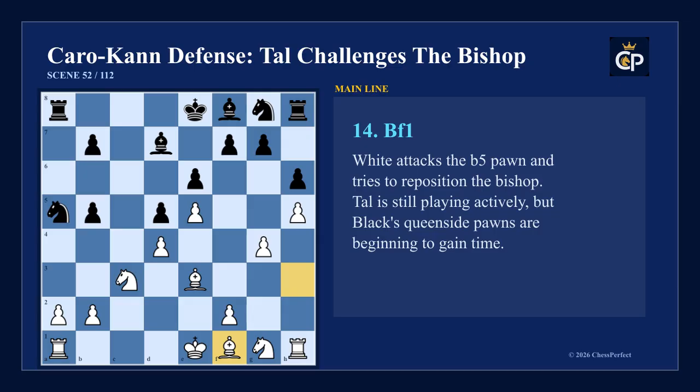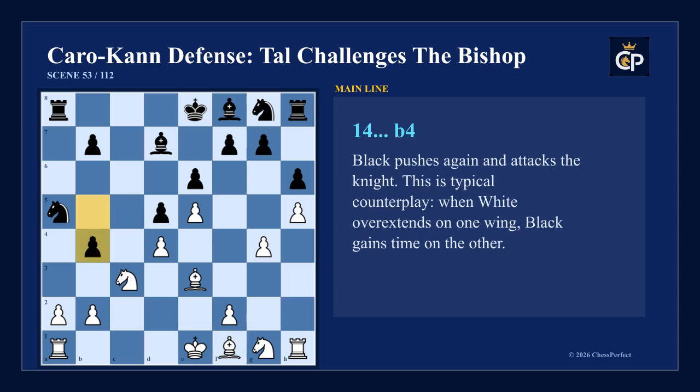Bishop f1. White attacks the b5 pawn and tries to reposition the bishop. Tal is still playing actively, but black's queenside pawns are beginning to gain time. b4. Black pushes again and attacks the knight. This is typical counterplay: when white overextends on one wing, black gains time on the other.